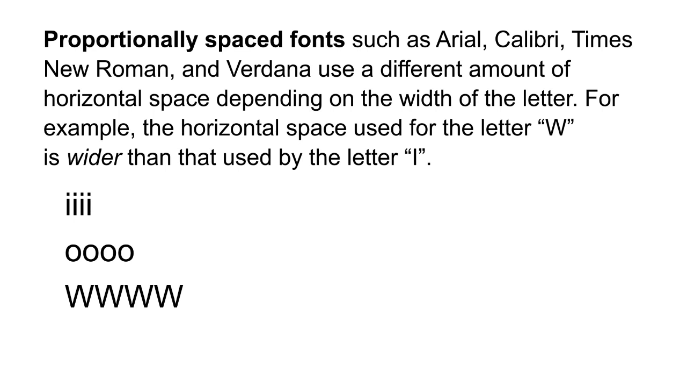Now let's look at proportionally spaced fonts. These fonts, such as Arial, Calibri, Times New Roman, and Verdana, use a different amount of horizontal space depending on the width of the letter. In the example, we can see that the horizontal space used for the letter W is much wider than that used by the letter I. So they're proportionally spaced. The letter O is somewhere in between the two. These are the fonts that are used with modern word processors.